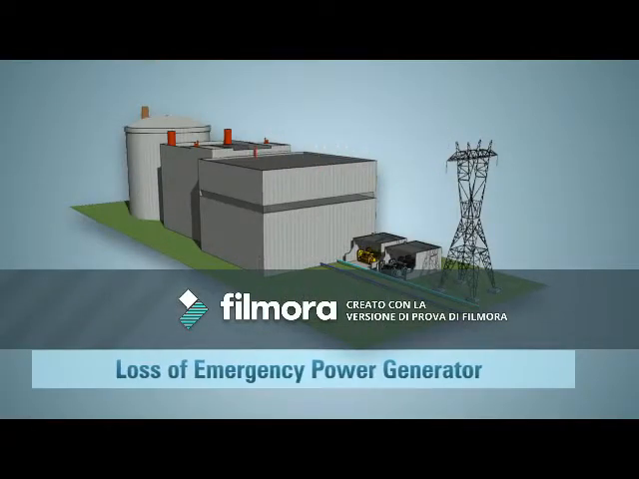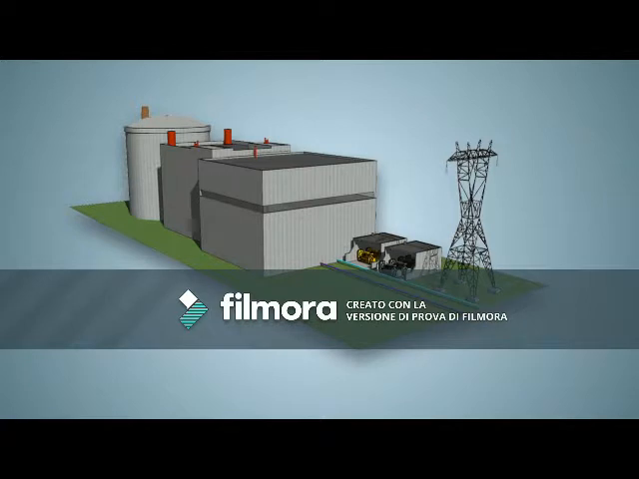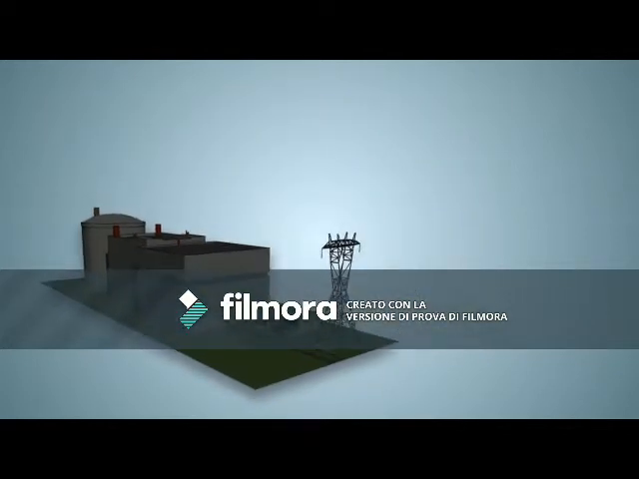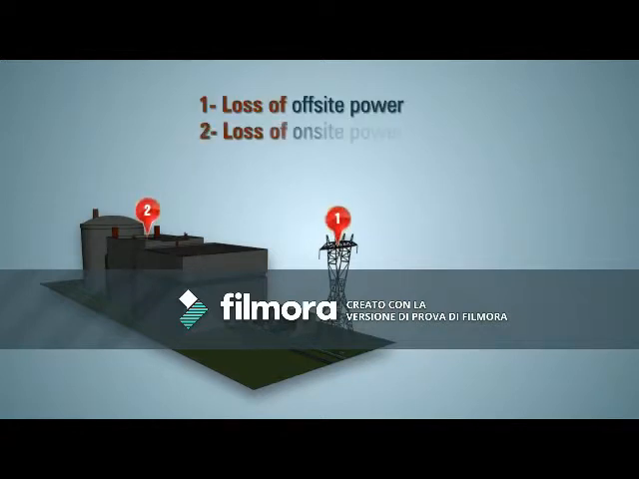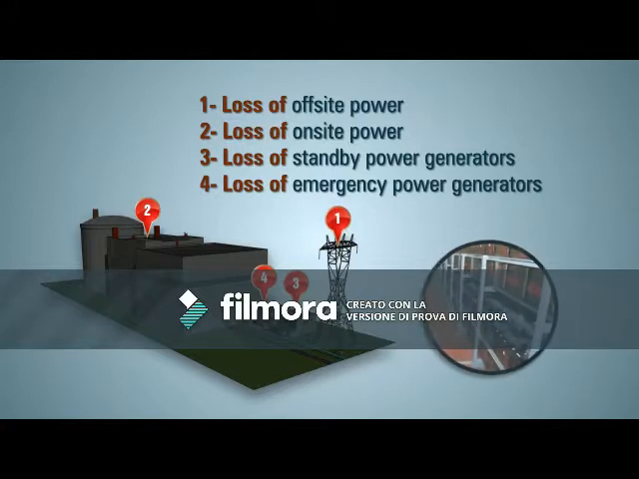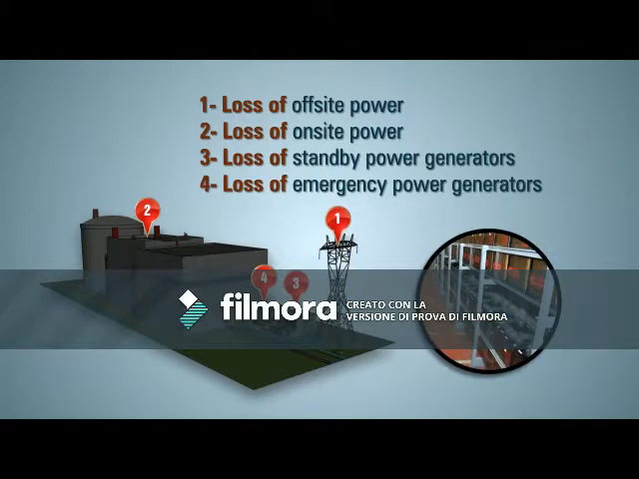Though unlikely, let's keep going and assume the emergency power generators stop working. We now have a total station blackout. This means all power sources used to cool the reactor and spent fuel pool, including off-site power, on-site power, and the standby and emergency power generators, are all unavailable. Batteries are now powering emergency lighting and essential instrumentation.